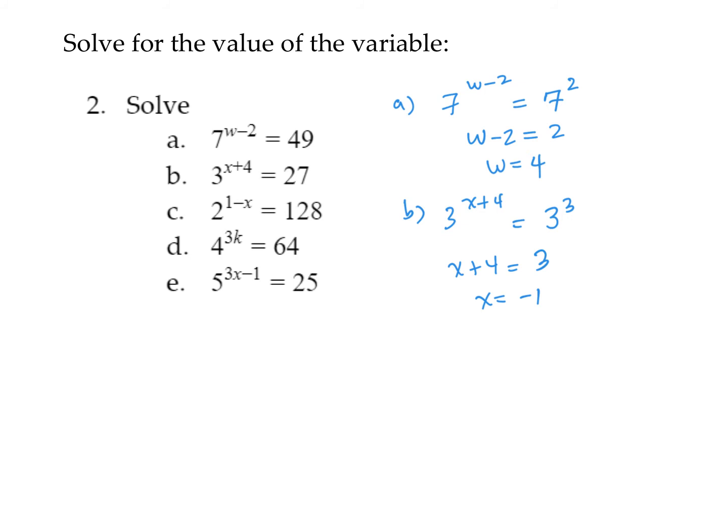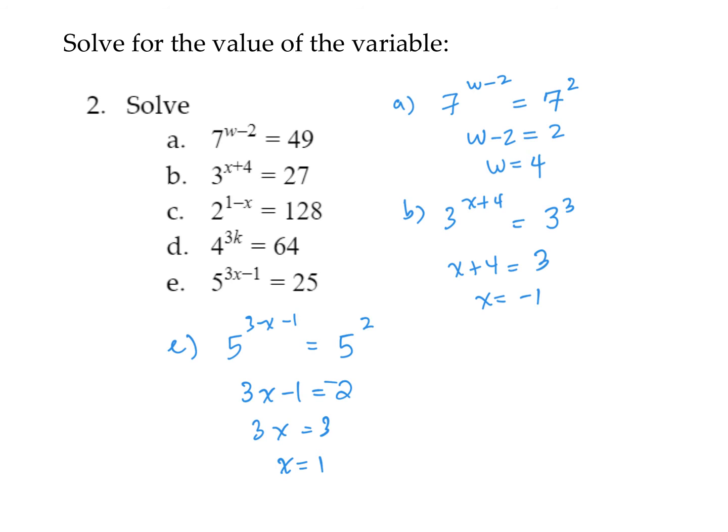Let's do one more. Let's skip down to E. Again, I want the same base. I'm going to change 25 to 5 to the power 2. Once I have the same base, I don't need it. And now we're just going to solve for x. So we'll add 1 and then divide by 3.